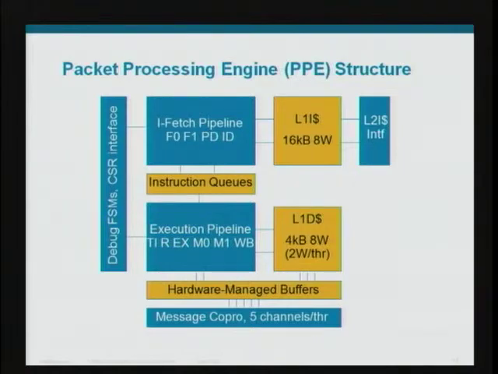There's a 16 kilobyte 8-way instruction cache that all the threads share. It is a hit under miss cache, and I can have up to 16 outstanding transactions in flight. There's a 4 kilobyte 8-way first level cache for data, locked down 2 ways per thread, so effectively each thread gets 1 kilobyte of cache space, primarily for the stack. There's a collection of hardware managed buffers: prefetch buffers, write buffers, read buffers, outgoing command buffers, and incoming response buffers. Then there's the message coprocessor I mentioned earlier, which has 5 channels per thread. So each of these packet processors can have 20 data transactions in flight going out through the complex.